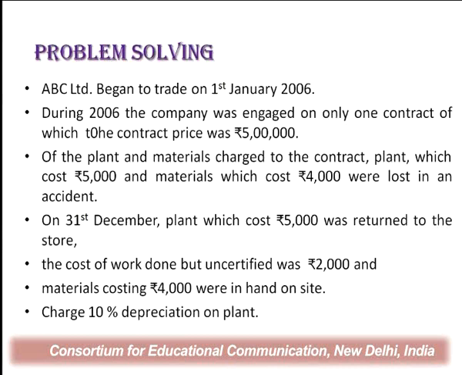The cost of work done but uncertified was 2,000 rupees. So it will be shown as a credit side of the contract account as work in progress. Material costing rupees 4,000 were on hand on site. Again, it is a closing stock of the material, and will be shown on the credit side of the contract account.